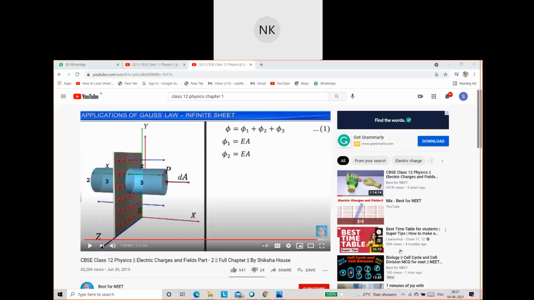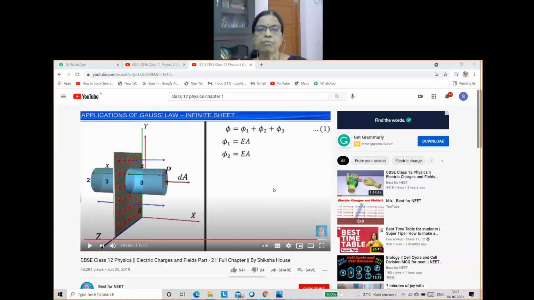Phi is equal to phi 1 plus phi 2 plus phi 3. That means 3 surfaces are there, the Gaussian cylinder. This cylinder is the Gaussian surface enclosing the charge. Here surface 1 is this flat surface. Surface 2, here also you will get a flat surface, and the curved surface is the third one. So flux through these three surfaces you have to find out.